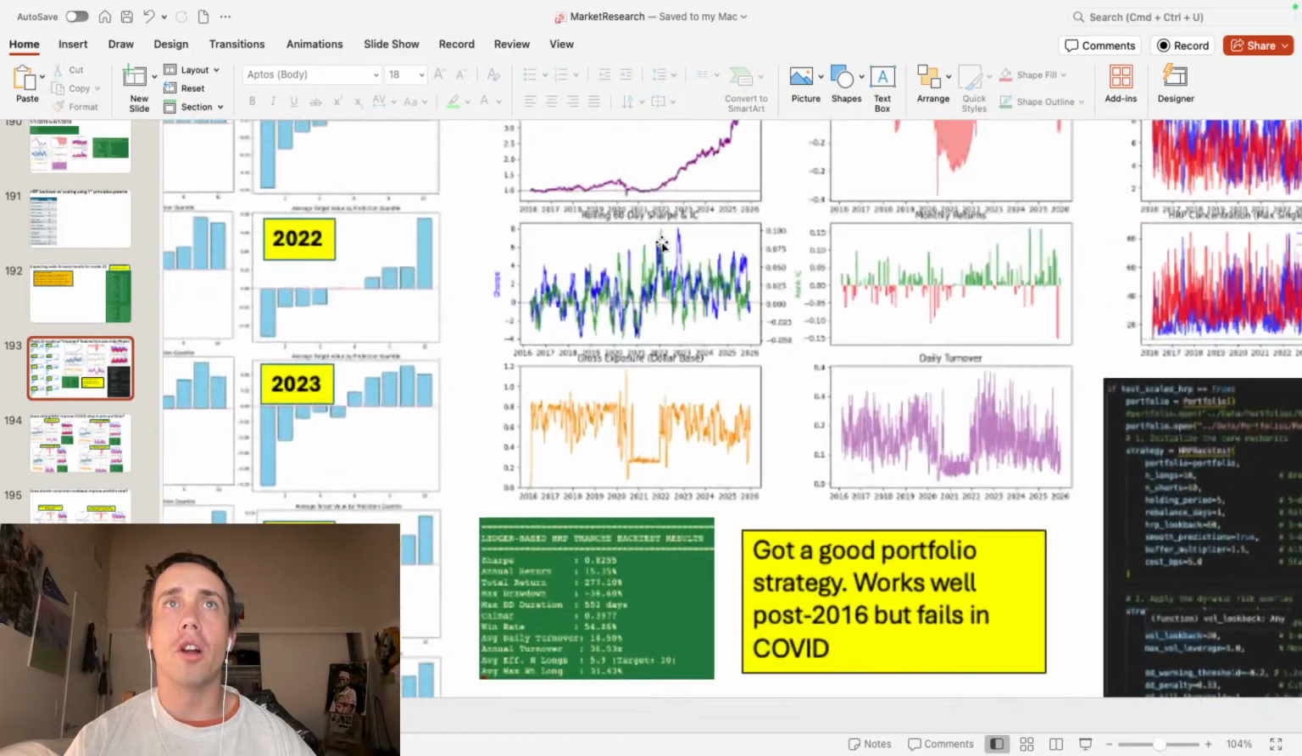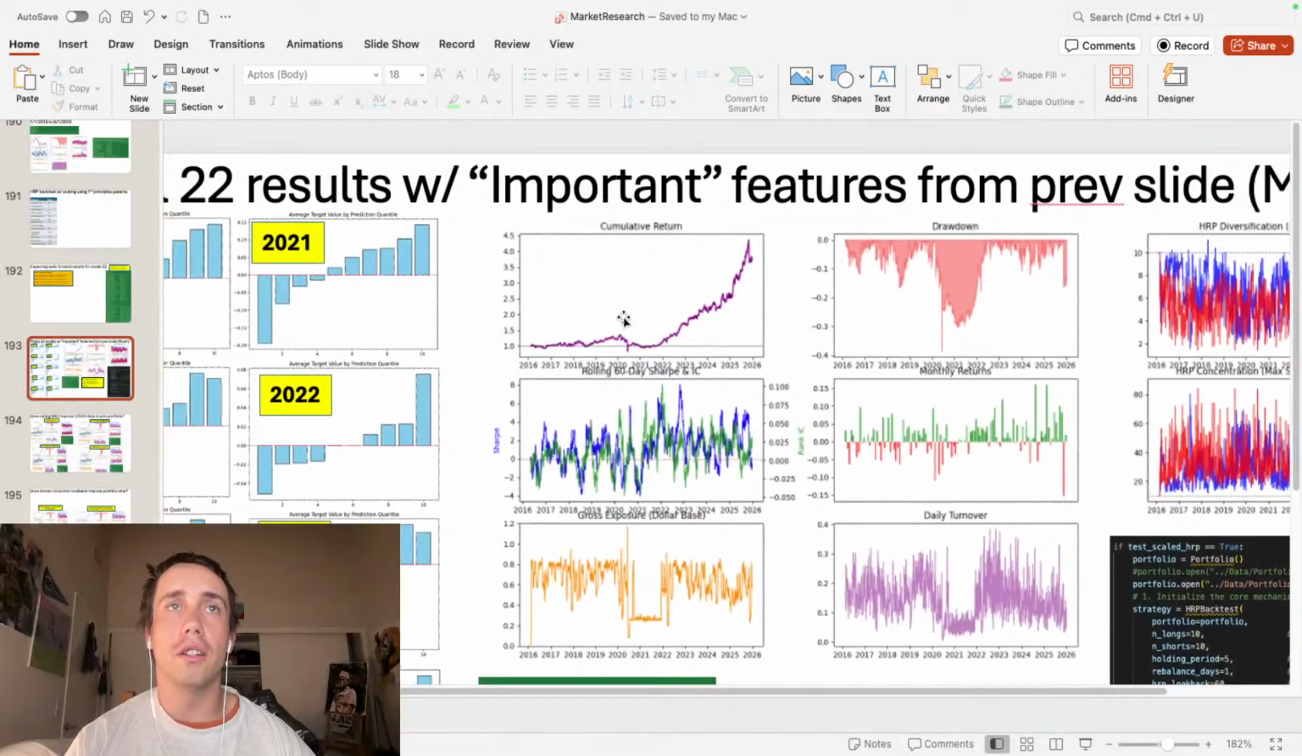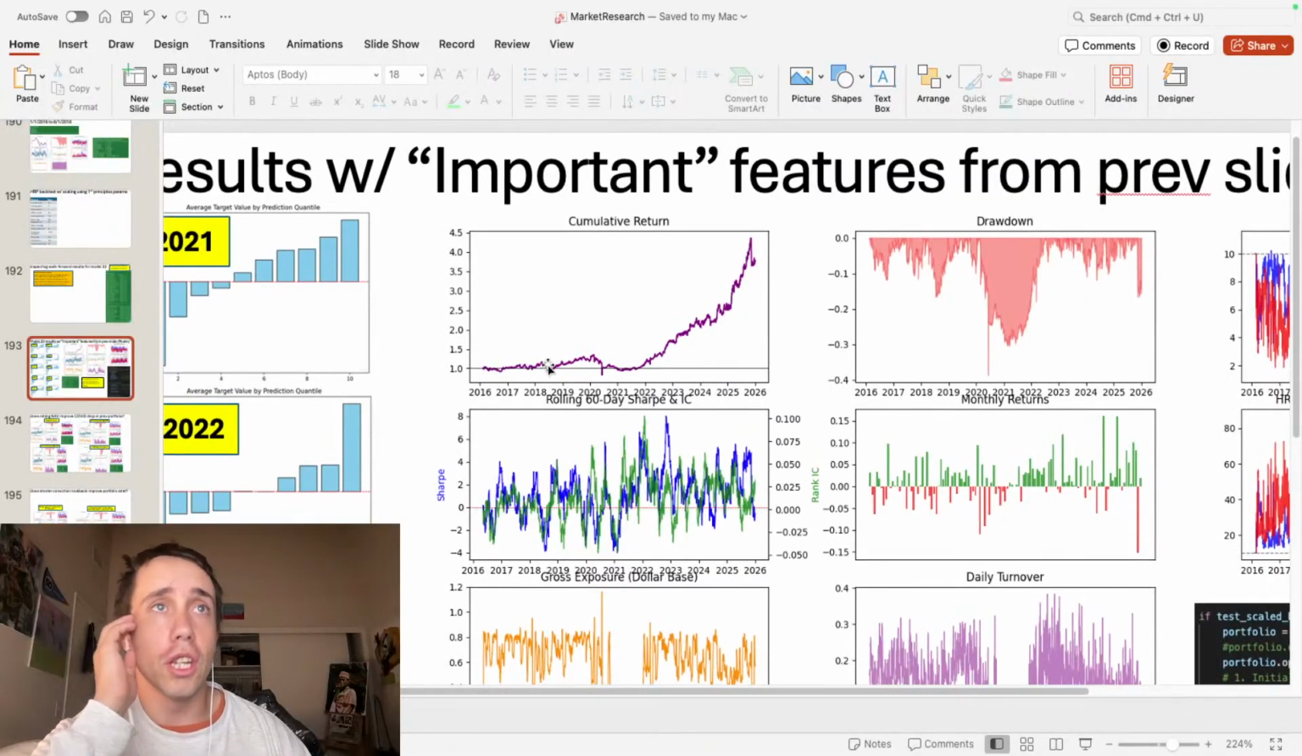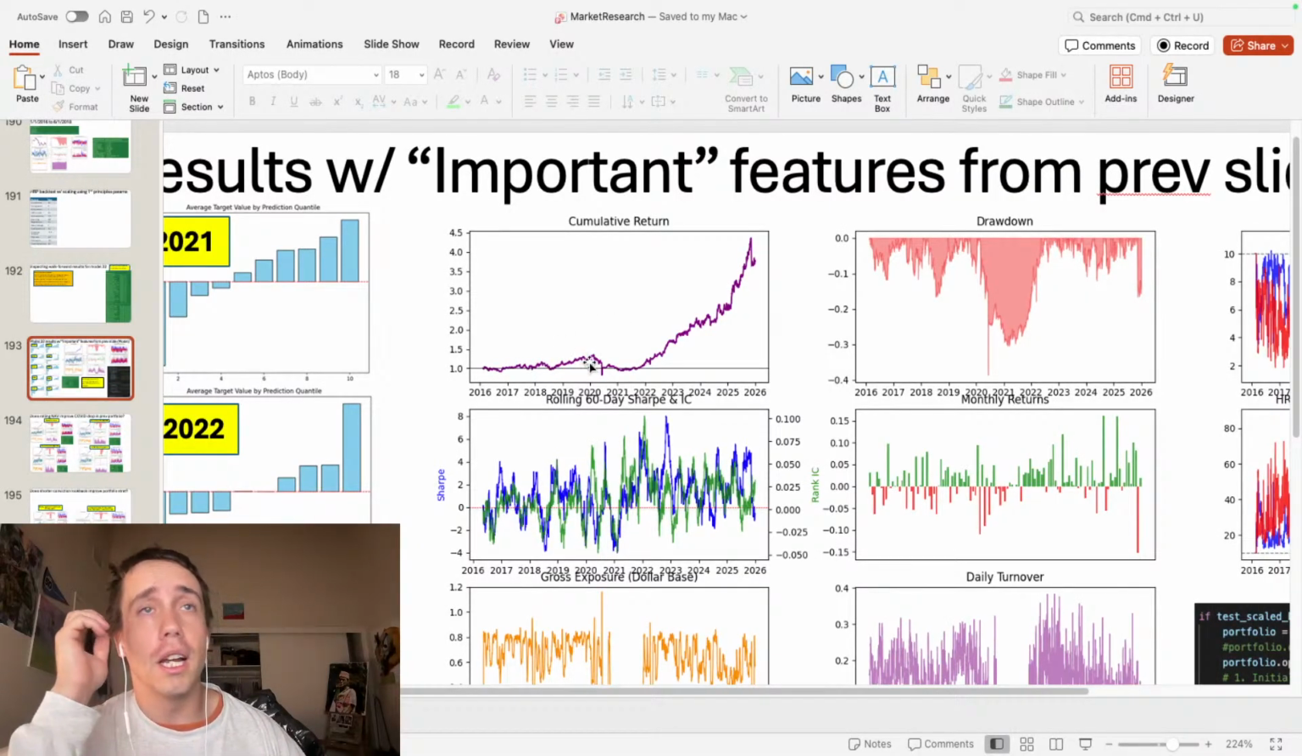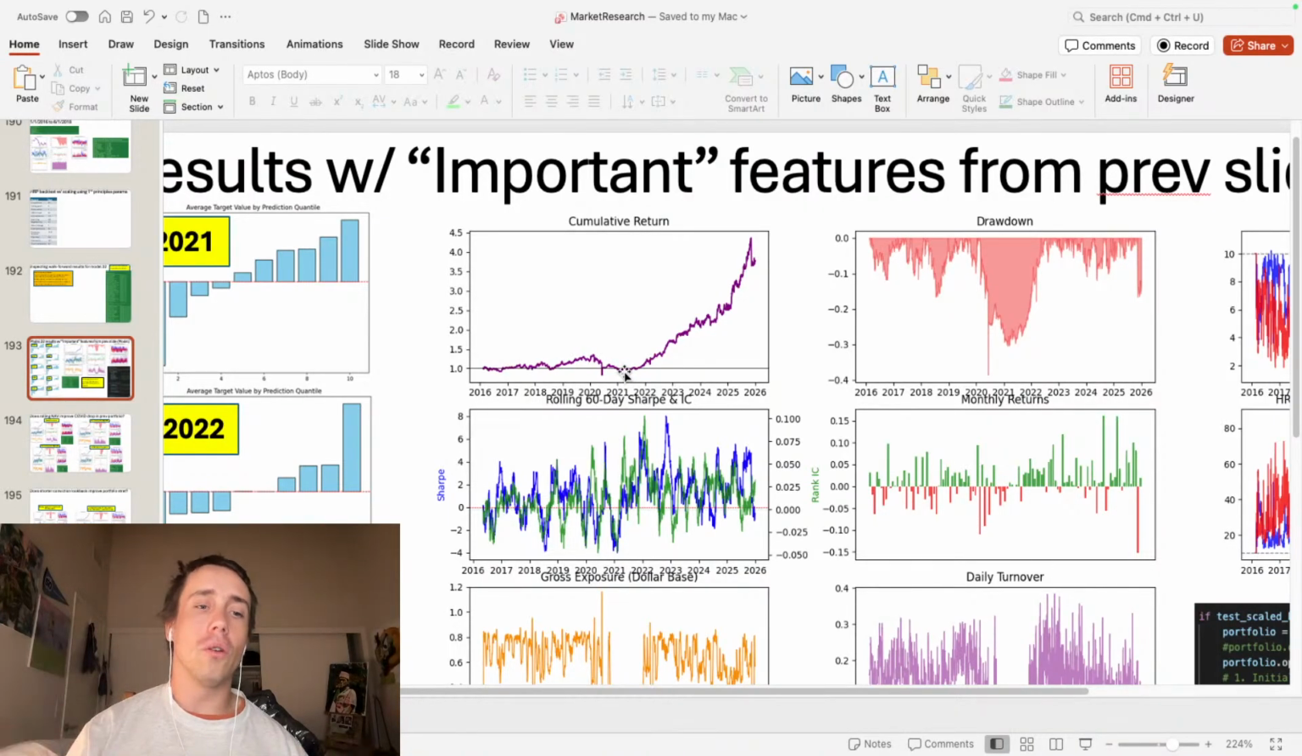And when I run the model with this, I found something that looks good, which is that it actually does pretty well from 2016 through 2020. It's up and down, but it's steadily gaining. And then it fails during 2020. And then kind of the failure stops at the beginning of 2021. So this is a whole new problem.